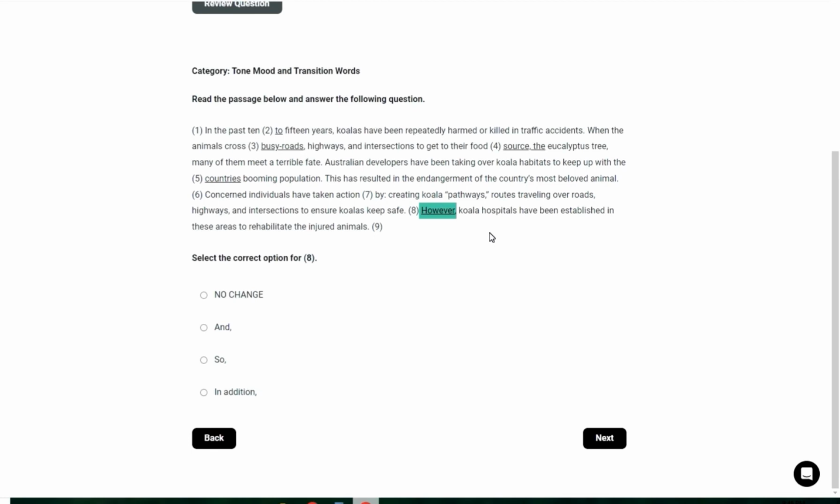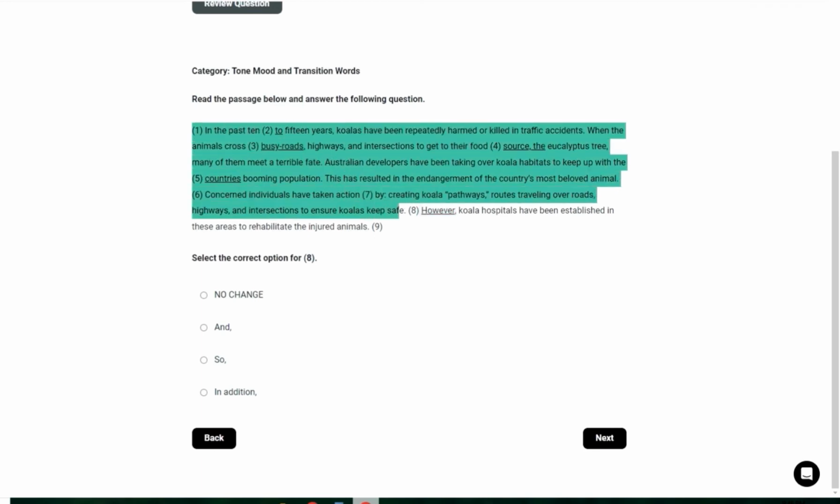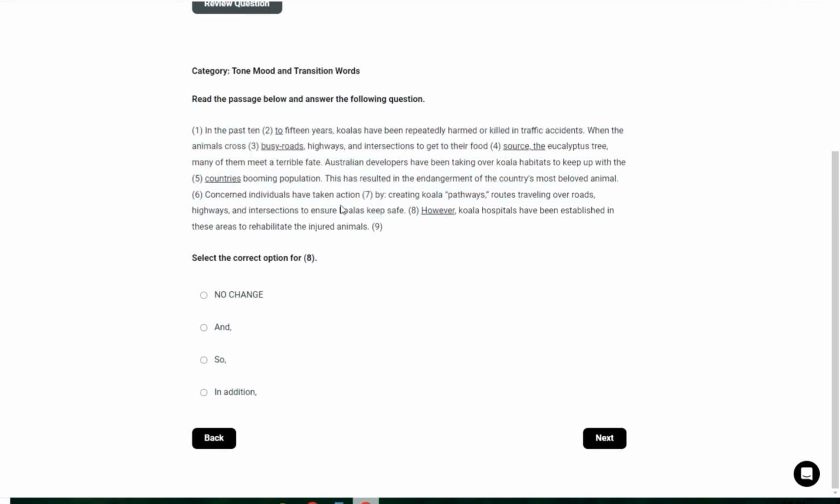All right, get right back into it. The previous part of the passage is talking about helping koalas, how we can keep koalas safe. And this is saying, however, koala hospitals have been established. Well, koala hospitals would be helping them. And so if we're saying however, we're saying that this is a different thought, but this is the same thought. This is on top of this. So no change is not going to be the correct answer here, just because we're not taking away from it, we're kind of adding on to it. Hint, hint for the answer here.